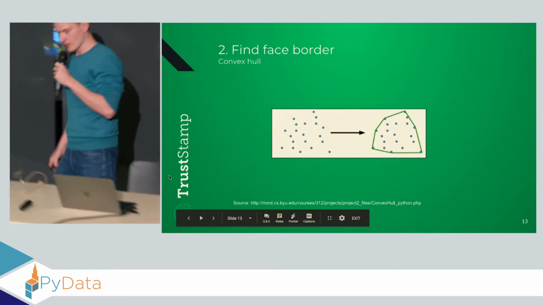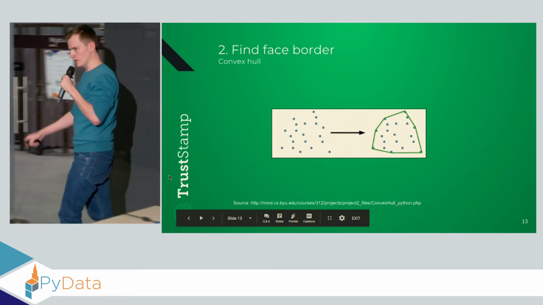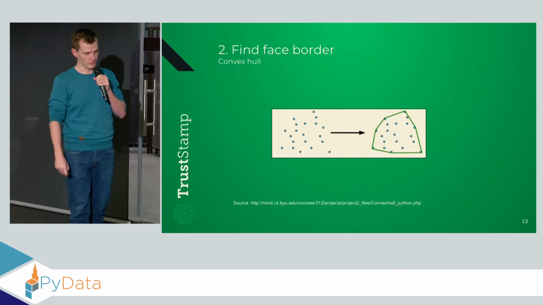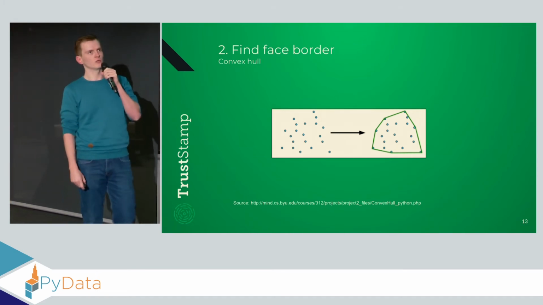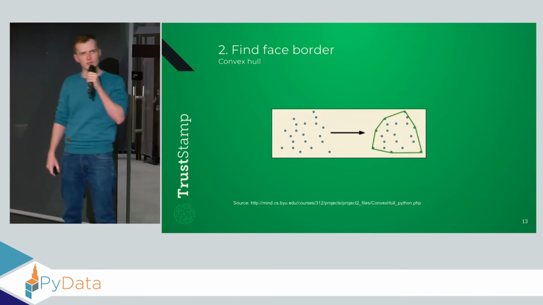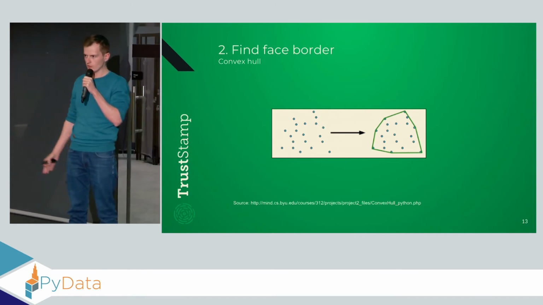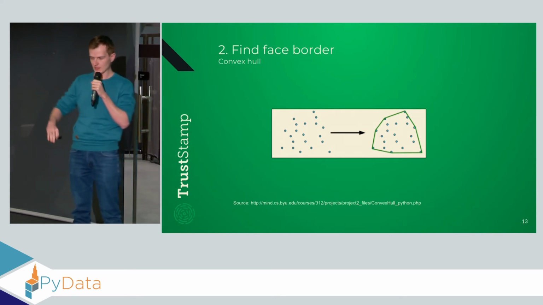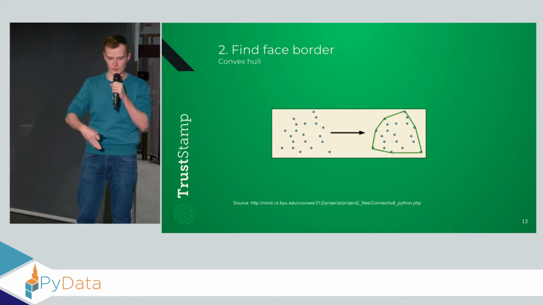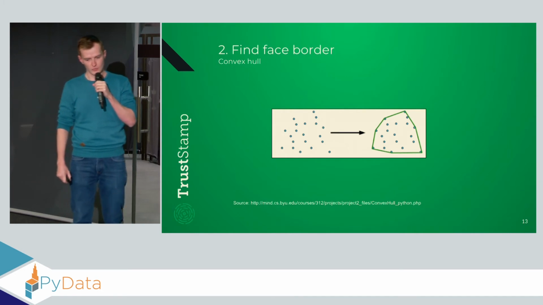Okay. Next thing that we need is to find the border of the face, and we use convex hull to do it. What's convex hull? So convex hull is, for a given set of points, a subset of these points such that the rest of the points are inside this subset, just like on the picture.